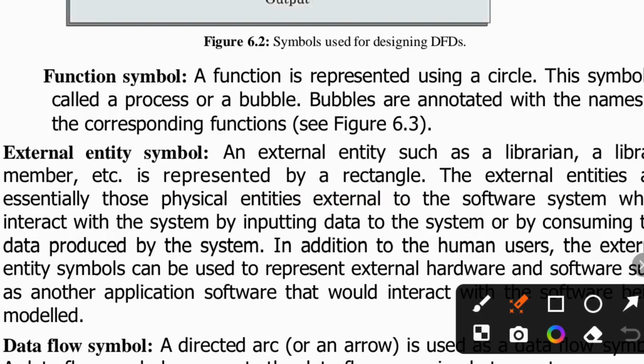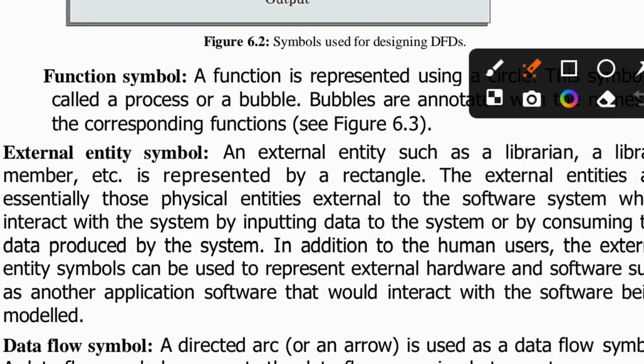The external entities are essentially those physical entities external to the software system which interact with the system by inputting data to the system or by consuming the data produced by the system. In addition to the human users, external entity symbols can be used to represent external hardware or software, such as another application software that would interact with the software being modeled.